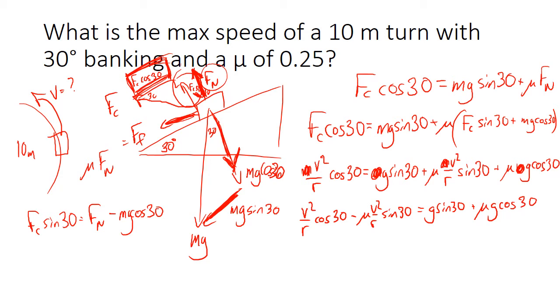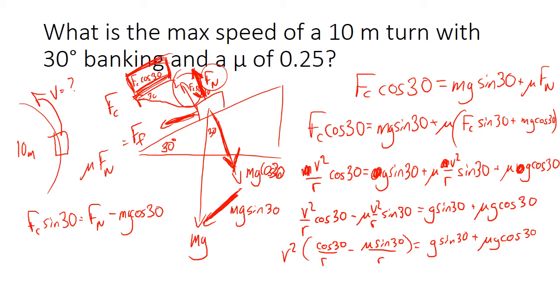All right, so far so good. Now undistribute the v squared, so v squared times cosine 30 over r, minus mu sine 30 over r, is equal to g sine 30 plus mu g cosine 30.